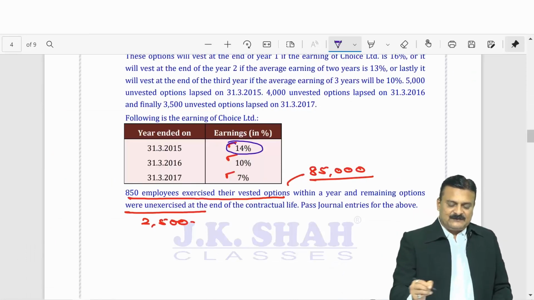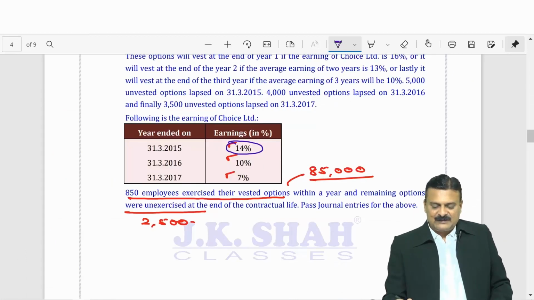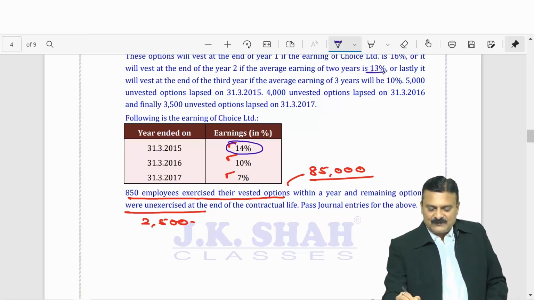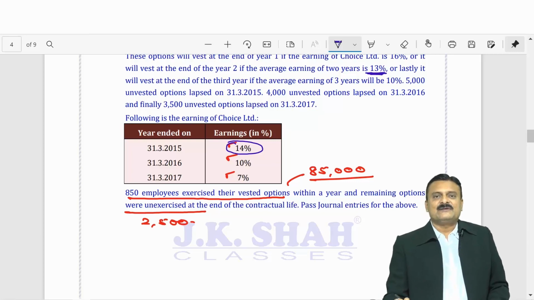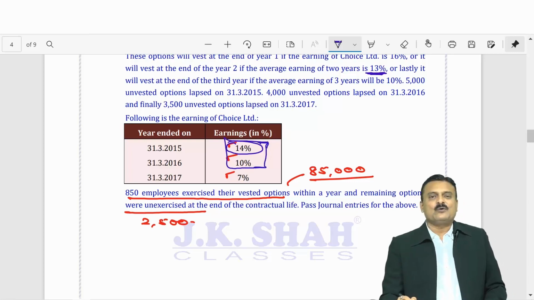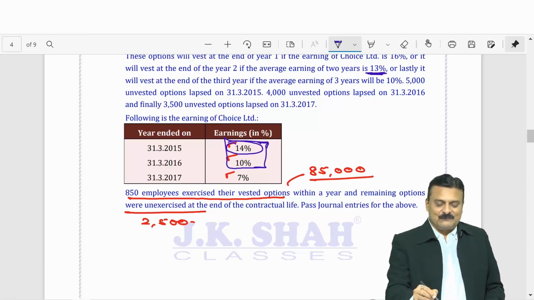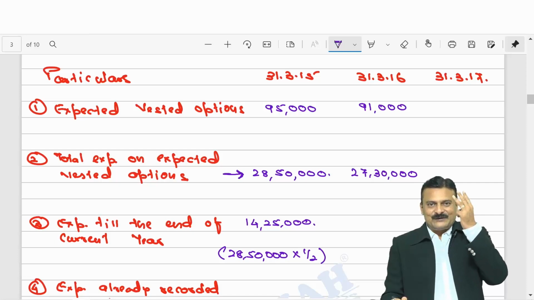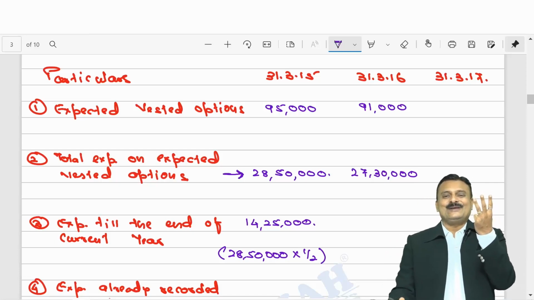Confirm. Is condition satisfied in the second year? What was the second condition? That at the end of 2 years, average should be how much? 13%. Confirm. First year 14 plus 10, second year 14 plus 10, 24 by 2, 12%. Requirement was 13%. What does this mean? Vesting period will not be 2 years, vesting period will be 3 years.